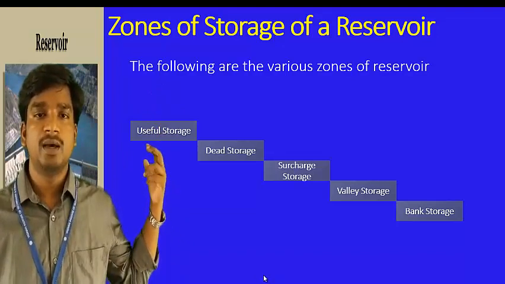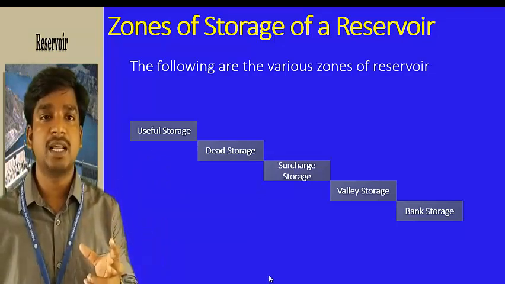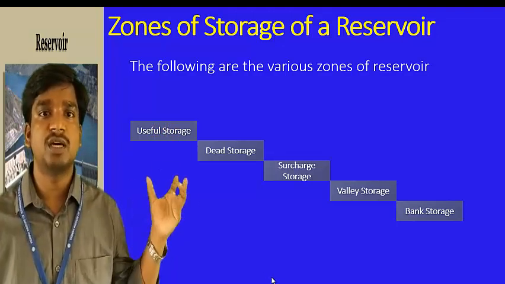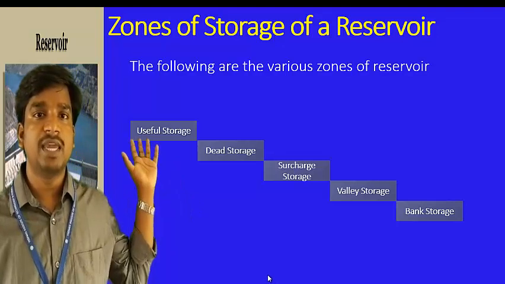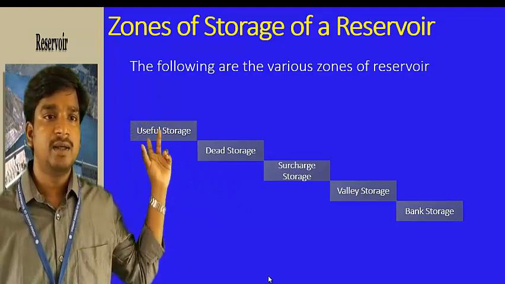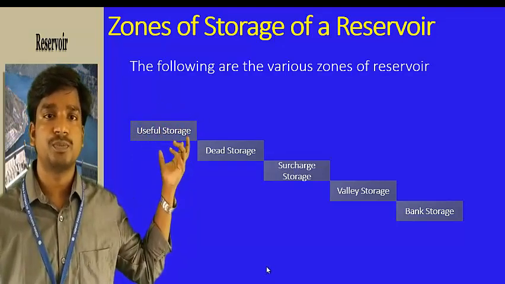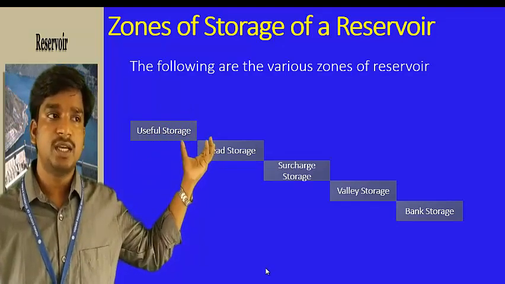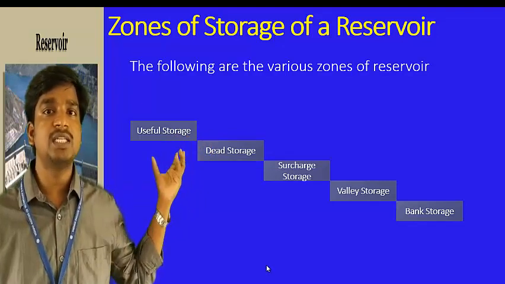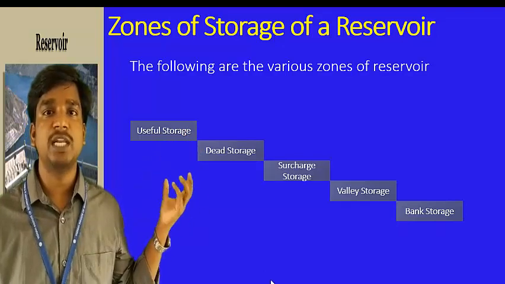So coming to the reservoir, there is an amount of water stored in the reservoir, but this particular amount of water will be categorized into different portions. Based on the zones of storage, we can categorize them into different types. For example, useful storage, which may also be called live storage. The second one is dead storage, the third is surcharge storage, and the next are valley storage and bank storage. Now we will discuss what each of them actually means.